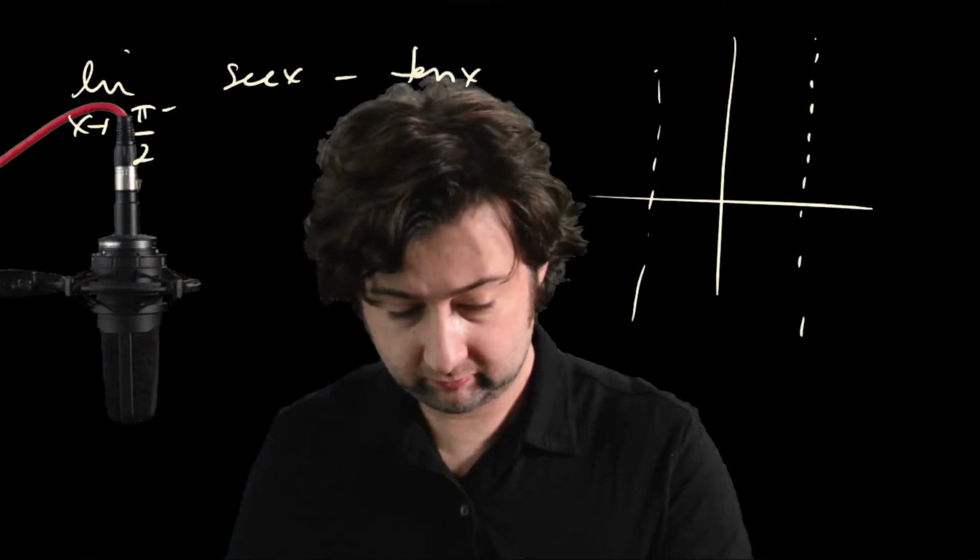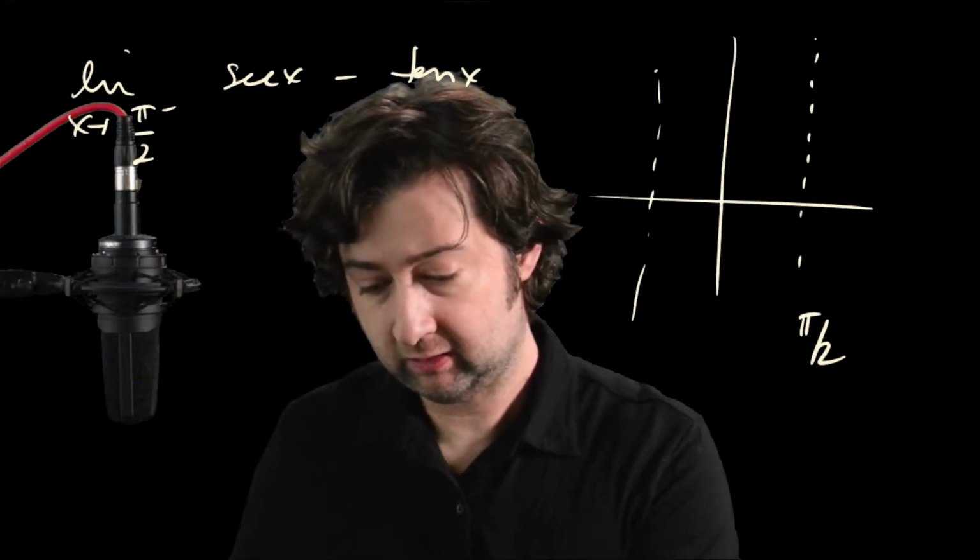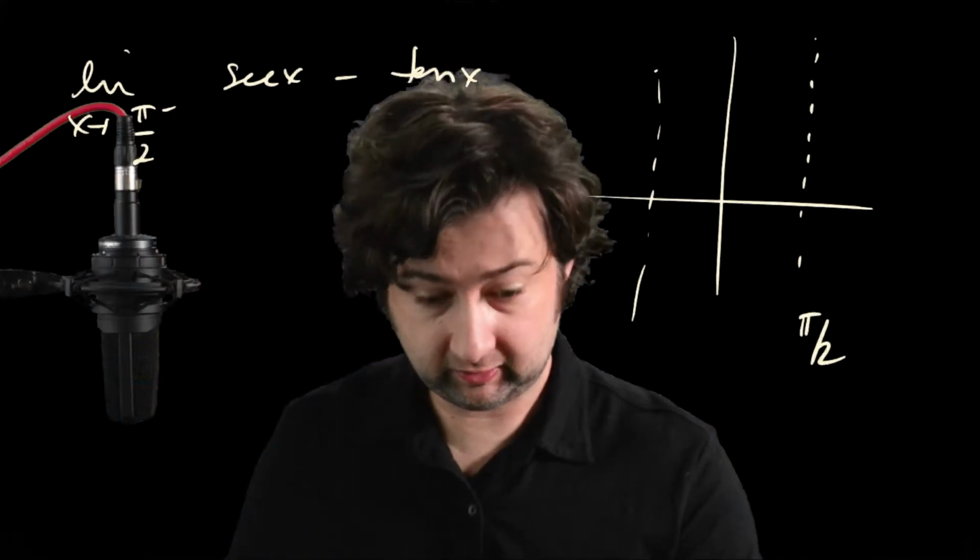As an example, let's consider the limit as x goes to pi over 2 from the left-hand side of the secant of x minus the tangent of x. Now the secant is equal to 1 over the cosine. In fact, if you draw a graph of the secant, why is this even an interesting question? Well, what's happening here at pi over 2 is that the cosine looks like this.